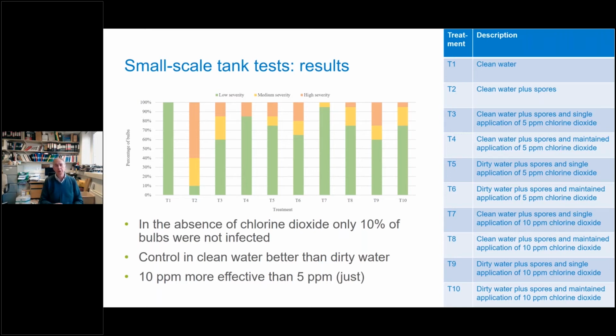And the conclusions from this stage were that in the absence of chlorine dioxide, only 10% of bulbs were not infected. But controlling clean water was obviously better than dirty water, and that 10 parts per million was more effective than 5 parts per million. Although, to be honest, there isn't a lot in it. And economically, 5 parts per million is always going to be better than 10 parts per million, as Ewan will demonstrate later.